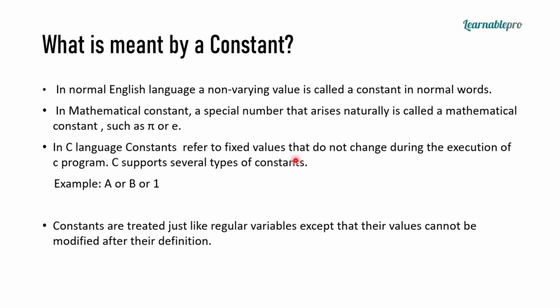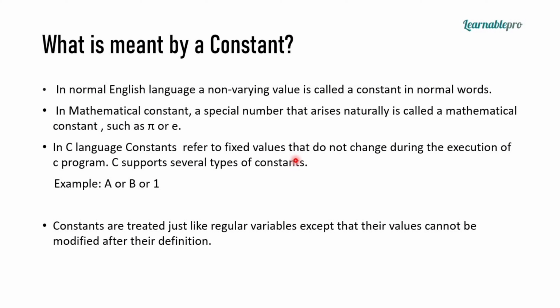When it comes to a mathematical constant, a special number that arises naturally is called a mathematical constant. So while solving some problems, we come across some constants such as pi or an exponent. These kinds of special numbers that arise naturally are called mathematical constants.